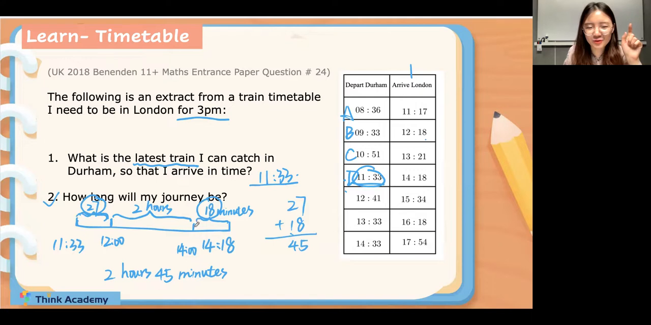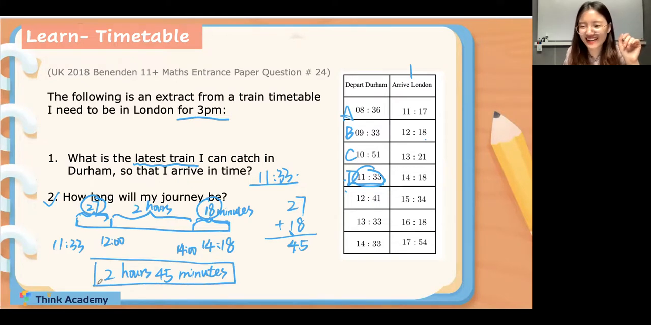Okay, and between 14 o'clock and 14:18, there will be 18 minutes, right? So we can add 27 and 18 together. So the answer will be 7 plus 8. There will be 15, and we carry 1 here. So it will be 45 minutes. Okay, so the final answer will be 2 hours and 45 minutes, right?